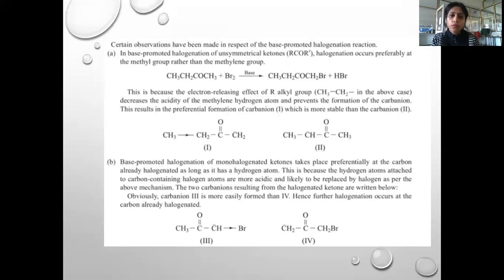Now, there is a certain observation in this reaction also, that halogenation occurs preferably at the methyl group rather than the methylene group. Why? Because the alkyl group is electron releasing.